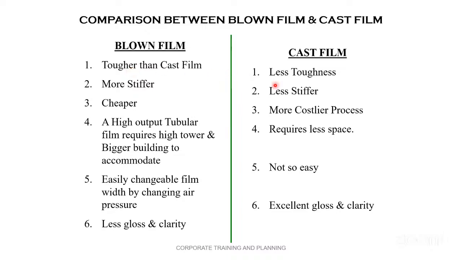But if you see the cast film, no, not like that. You don't have toughness, friend. It is just clarity, shine. That is clear. Transparency is more here. But blown film is more stiff, cast film is less stiff. You cannot bend that because it is less tough. It is cheaper. Here, it is cheaper, because all the Zabla bags you are seeing in the market, right?